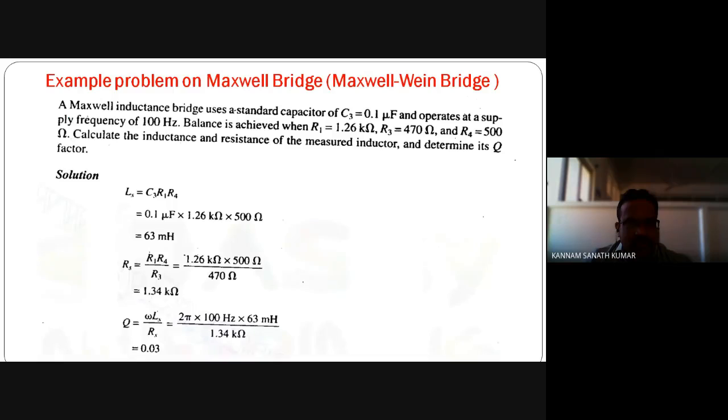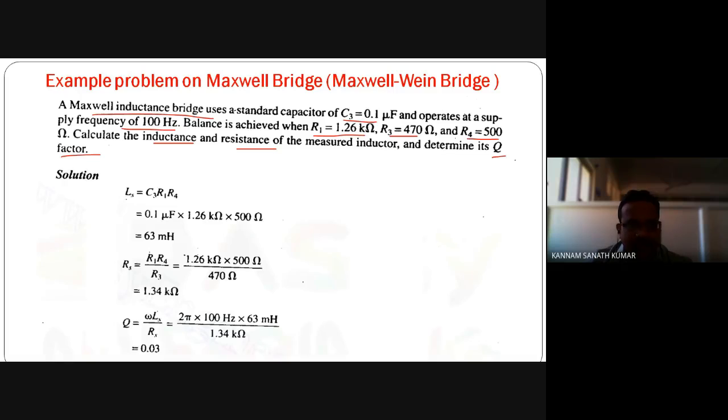So next problem, a Maxwell inductance bridge uses a standard capacitor C3 equal to 0.1 microfarads. Supply frequency is 100 hertz. Balance is achieved. R1 equal to 1.26 kilo ohm. R3 is 470 ohm. R4 is 500 ohm. So you need to calculate the inductance, resistance, and also Q factor, quality factor. You need to find out the quality factor.